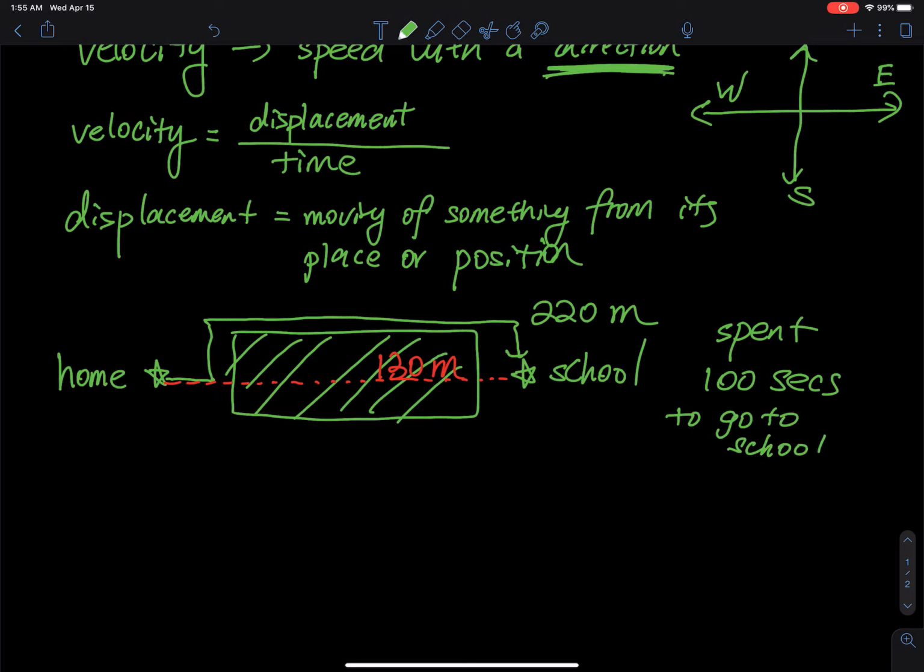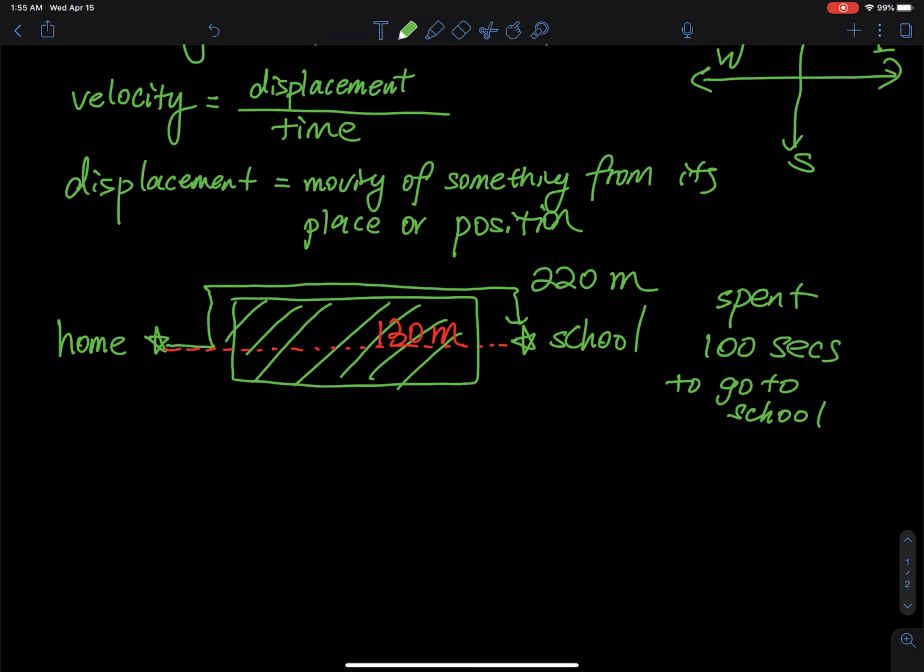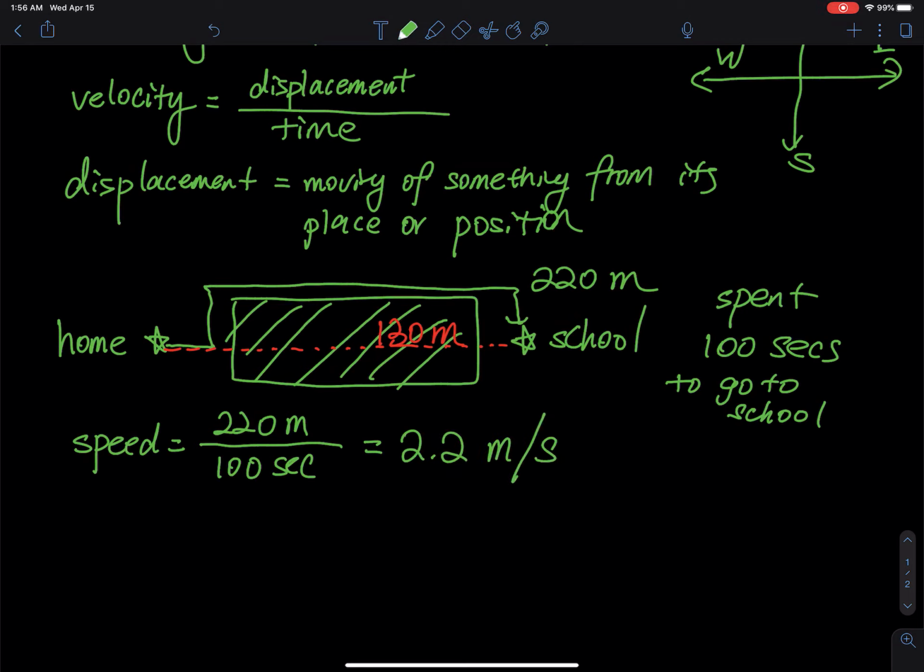Okay, just an example. I know in real life you need to spend a lot of time to travel in traffic. So let's say you only spend 100 seconds. So what is your speed? Your speed is 220 meters, so that is the distance, divided by the time you spend, 100 seconds. So what is that equal to? 220 divided by 100. That equals 2.2, not 22, 2.2. So that equals 2.2 meters per second. That is your speed. And then what about velocity?